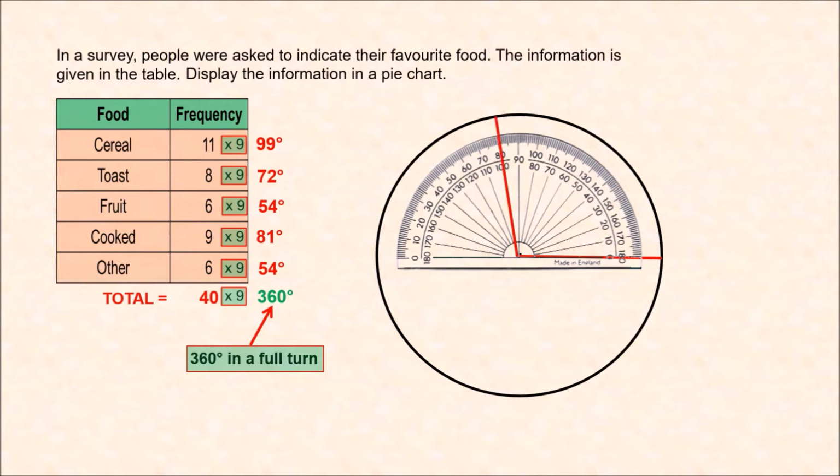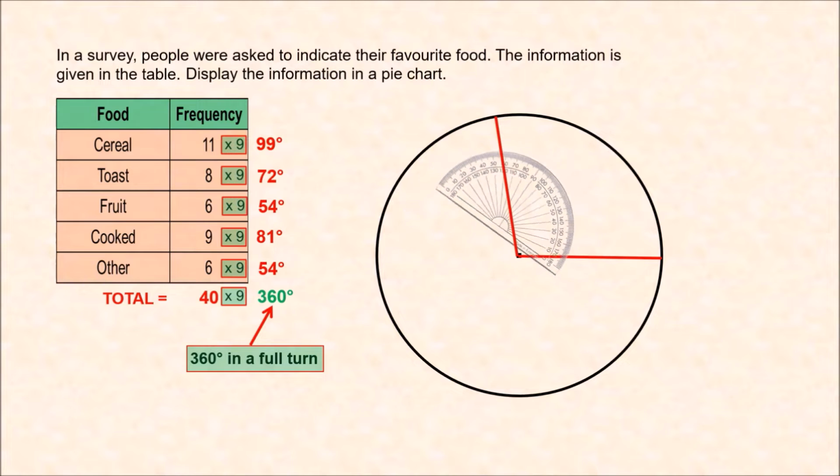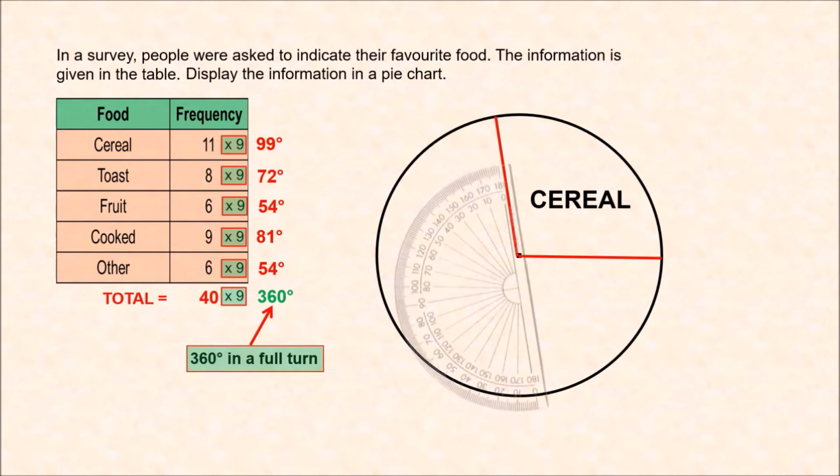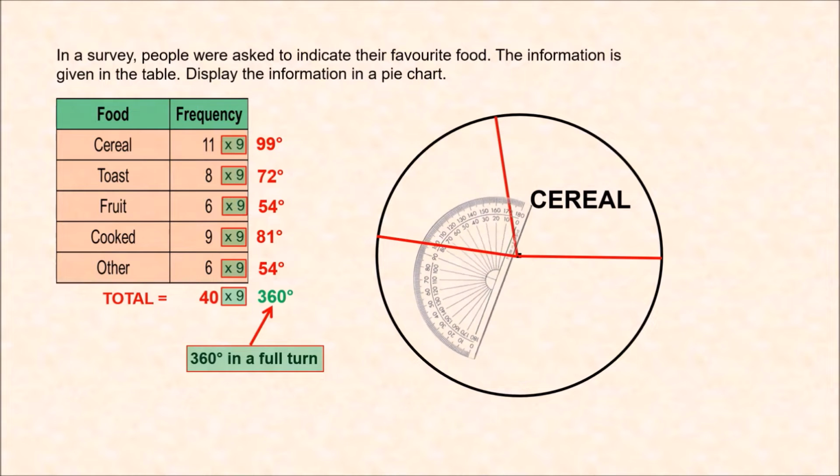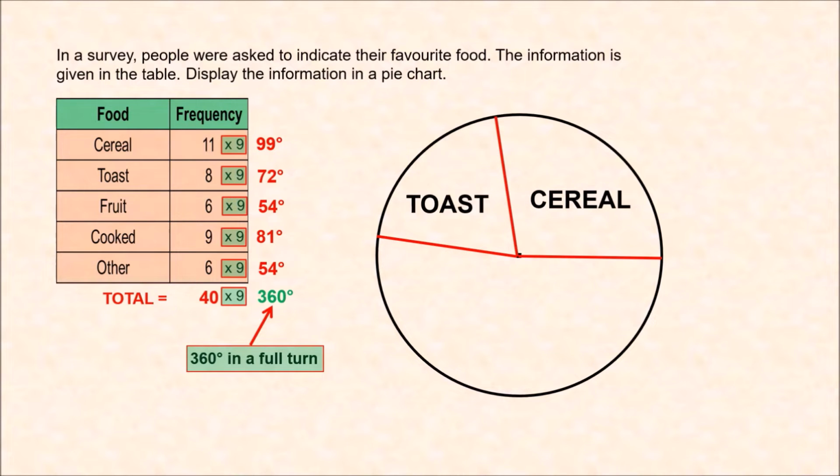So from 0 to 99, measure that, then draw the radius for 99 degrees. So the inner scale here is 0 to 99. And that is the cereal part. Okay. Now for the toast, you cannot start with that new radius that we have just drawn. So we have to draw using our protractor and measure from that new radius using again the inner scale, because the inner scale is where you have the 0. It should be from that line 0 to 72 degrees, and we have that sector for toast.